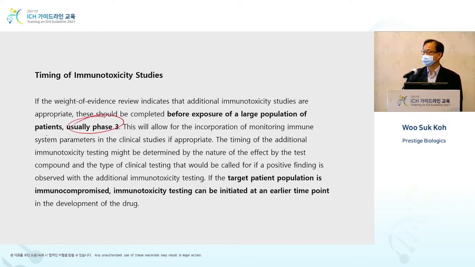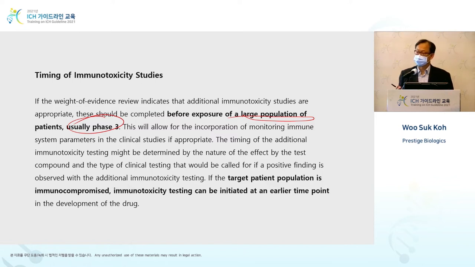So considering those factors, usually before phase 3, the data from various studies are provided before we have a large number of participants in the clinical trial. And here, we need to look at which population we are targeting. So it's not like a certain set formula that we need to produce the data of immunotoxicity before phase 3. Sometimes it may be required during phase 1 or before phase 2. It depends on the regulatory agencies, including FDA and others. What the reviewers want to see decides which data and when such data need to be submitted. Sometimes supplementary data may be required during the trials.